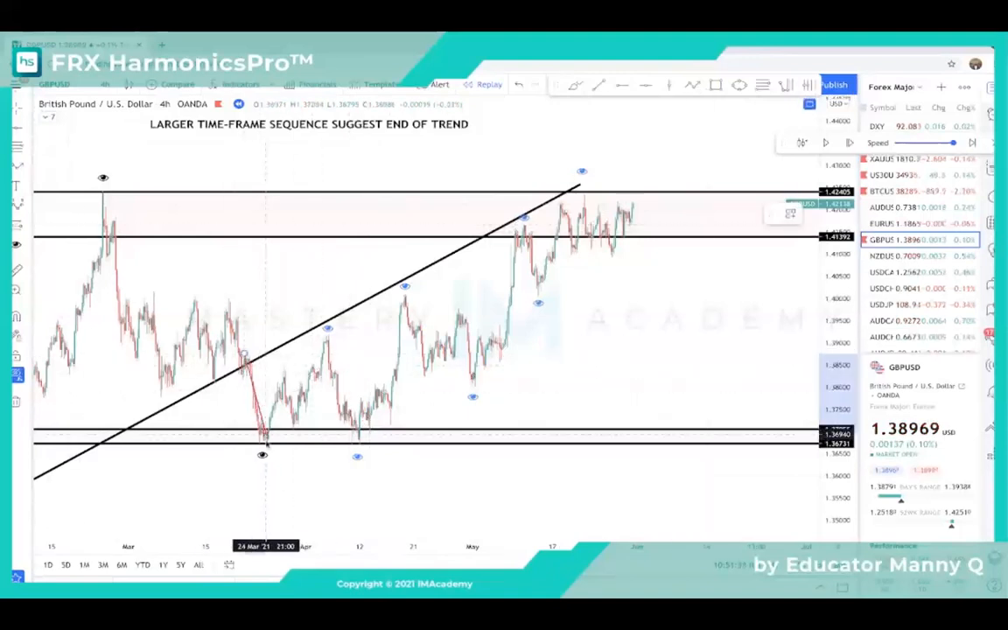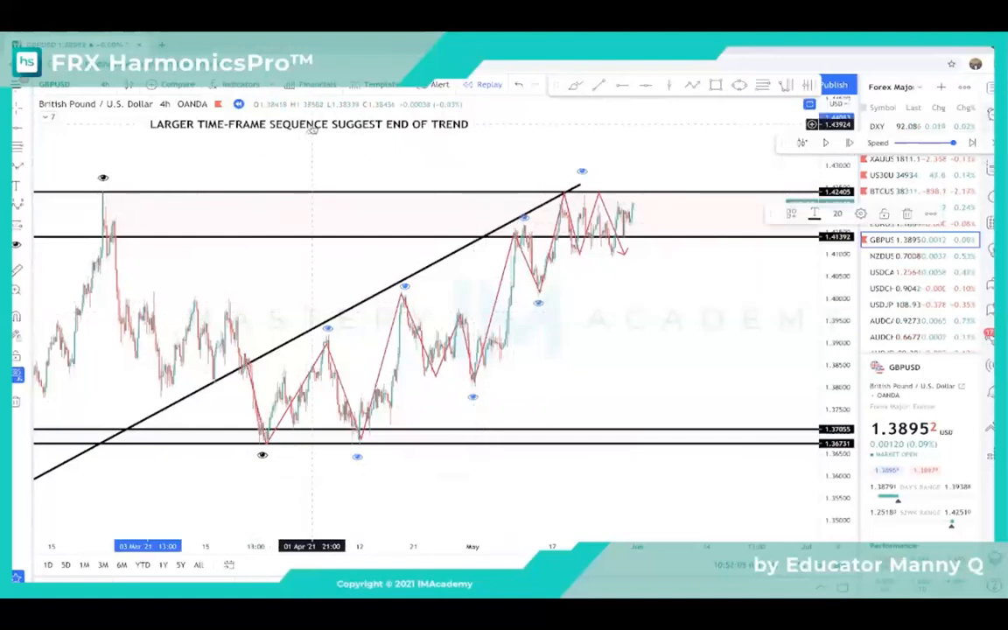Let me see over here. Boom, I see, there goes a W, push, right? We got the big V over here in the market, push. We got the big V in the market, push. And look, now we can have another potential M happening right over here in the market. So now we have another completed sequence. So now this is suggesting to me, okay, larger time frame sequence suggests end of trend. Okay, let's drop this down more.